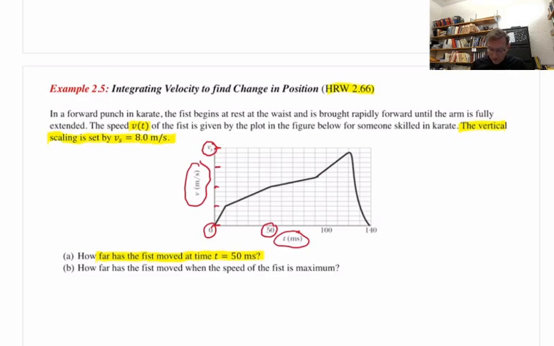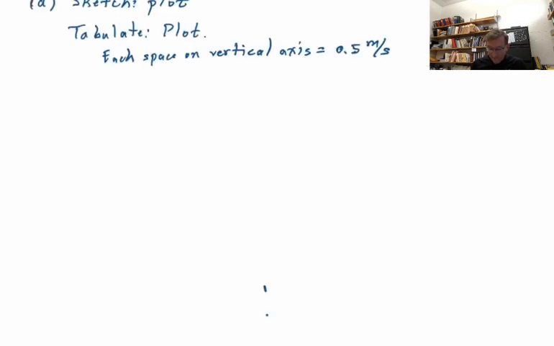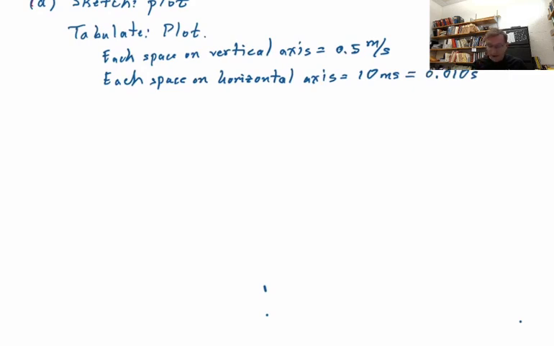Okay, so each space on the horizontal axis is 10, now watch the units carefully, milliseconds. You would need to convert that to seconds. It's 0.010 seconds. Okay? That's very important to using this graph in this problem.